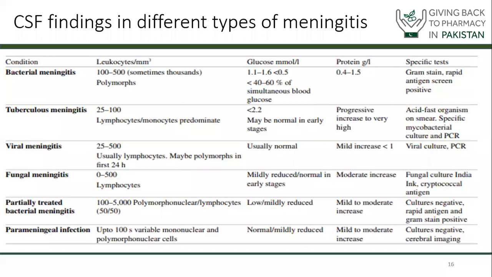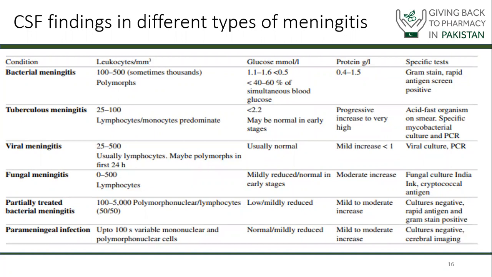So this is a chart which differentiates between different types of meningitis and the specific tests that are done. For bacterial infection, gram stain, obviously, and a rapid antigen screen test is conducted. Cultures are sent for TB, acid-fast organism on smear, or a PCR test is conducted.